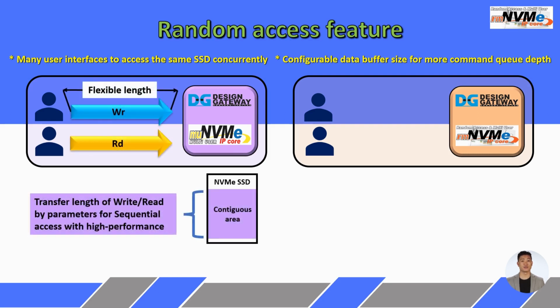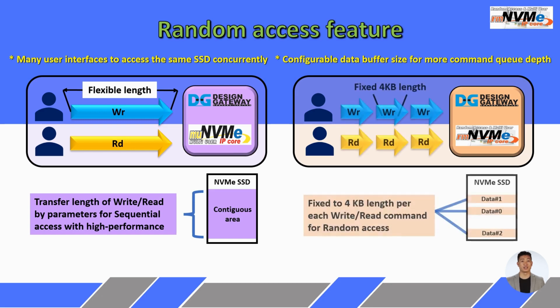munVMe-IP is best suited for systems that require high-speed writing and reading of data with an NVMe SSD. Using large transfer sizes for each write-read command to store data in contiguous areas of the SSD will always result in the best write-read performance for the SSD. On the other hand, our rmNVMe-IP is best suited for systems that require random access to write and read different types of data stored in different locations on the SSD. The transfer size for each write-read command is fixed at 4 kilobytes.